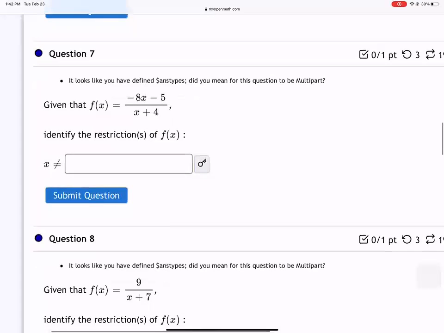I just want to make sure you guys can spot what would make the denominator go to 0. What cancels out with a plus 4? You probably guessed it. Negative 4. Oh, look at that.